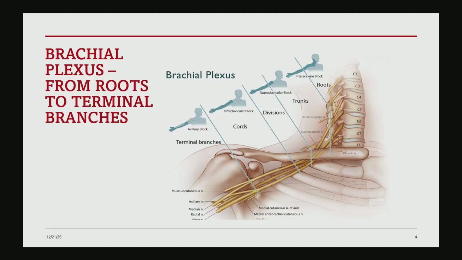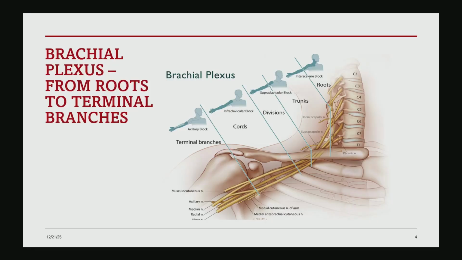As Dr. Gurumurthy sir was discussing, we all know the brachial plexus starts from the root level and goes to the terminal branches. The brachial plexus starts from the ventral rami of C5 to T1 nerve roots. That is the root level. C5 and C6 join to form the upper trunk. C7 forms the middle trunk. C8 and T1 form the lower trunk.